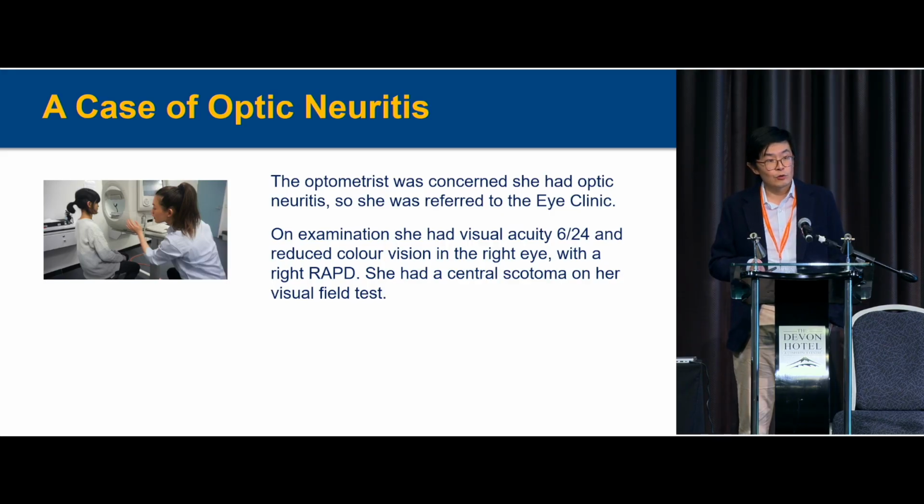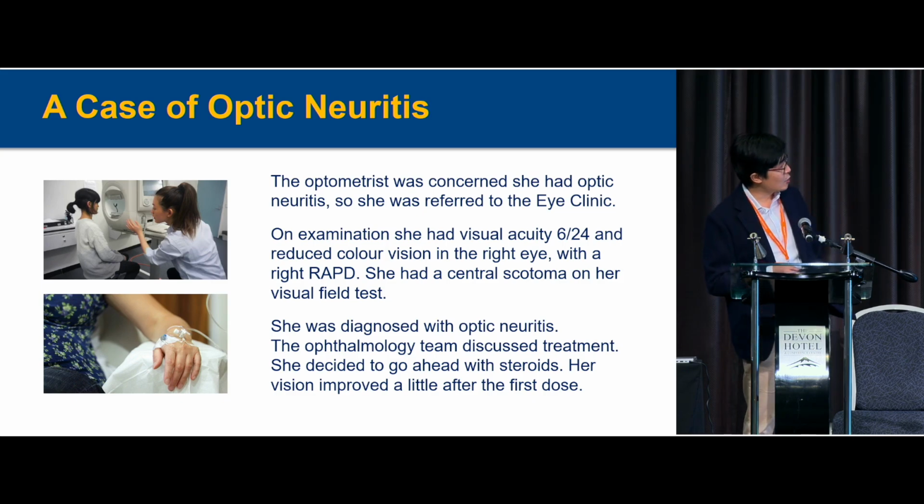Remember, 6/6 or 20/20 vision is sort of perfect vision. So she had reduced vision in that eye. She also had reduced color vision, and her pupils weren't reacting as well in that right eye too. And so when we checked her visual field, so the area that she could see in her vision, we noticed that she had a big spot or a scotoma in the center of her vision.